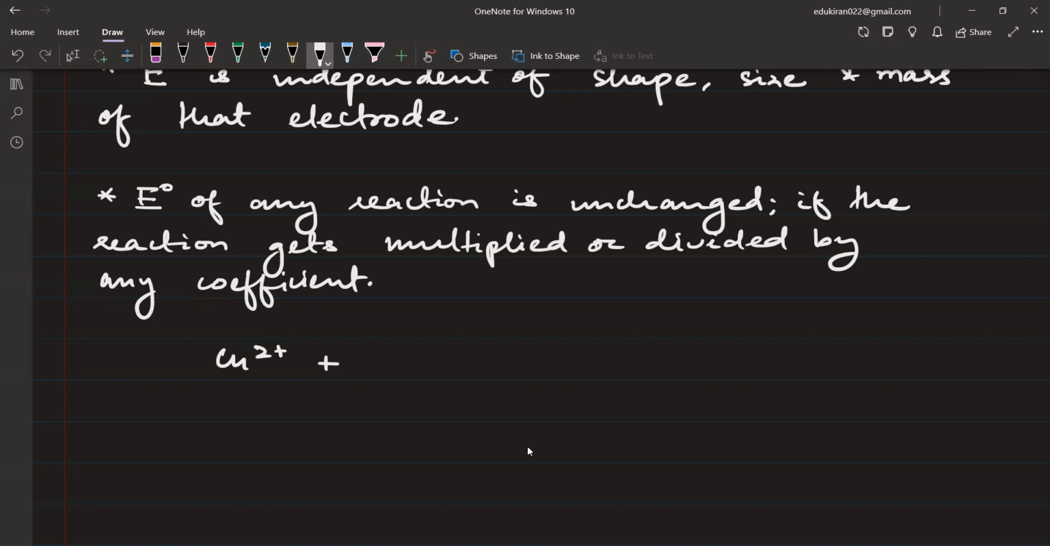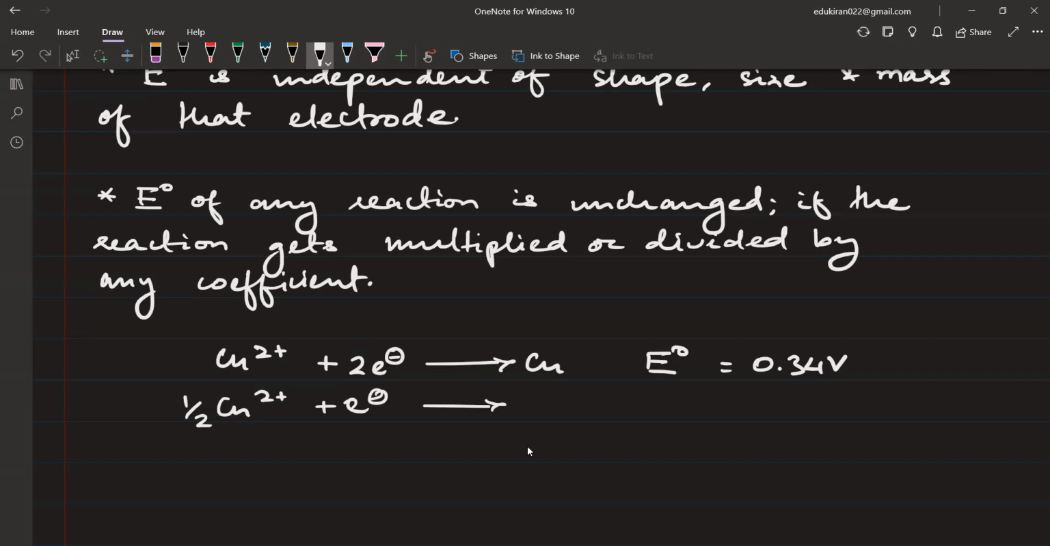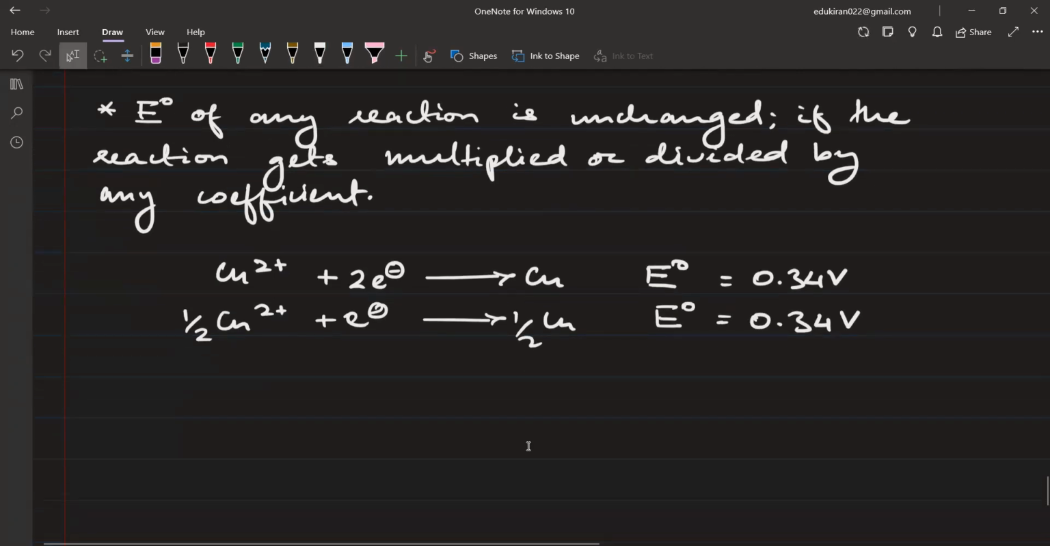Cu2 positive plus 2 electron giving me copper, and the E naught of this reaction is found to be 0.34. That means you can see that this is a spontaneous reaction, because we have positive volts of energy. But even if I do something like this, half Cu2 positive plus 1 electron giving me half copper, this E naught is not going to change. This E naught is still going to be 0.34 volts, because it has been measured at a particular condition. That is, we have 1 molar concentration of the solution, and 25 degrees Celsius and 1 atm. So it has nothing to do with this particular specific case of reaction. It has already been measured.